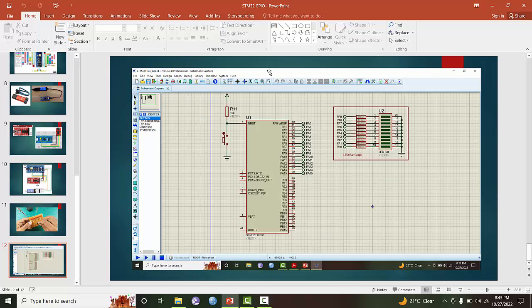So I think we should stop here, and in the next video, inshallah, we will be talking about the STM32 IDE and writing some applications for these LEDs as GPIO pins. And there we will see how to set the various features of these GPIO pins. Thank you very much.